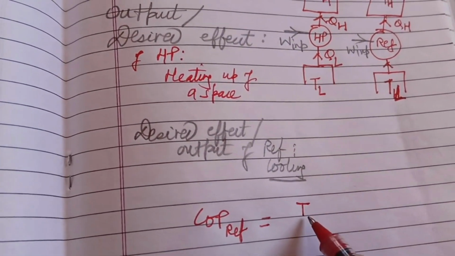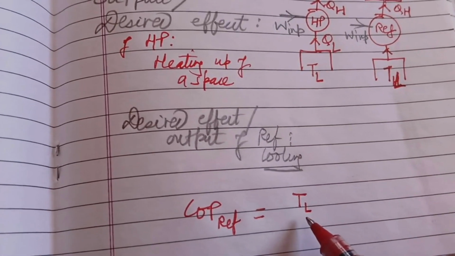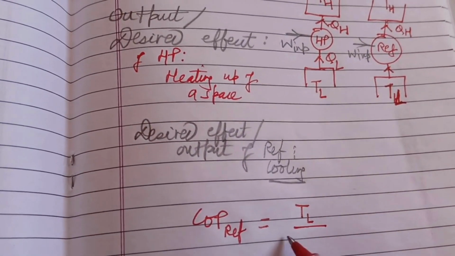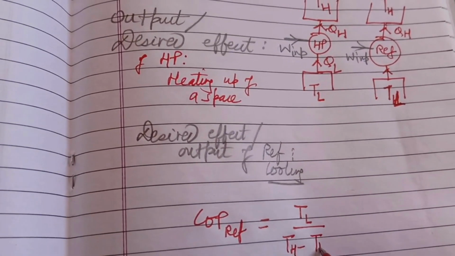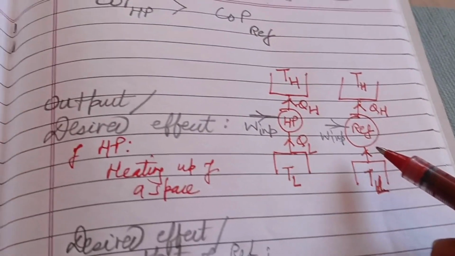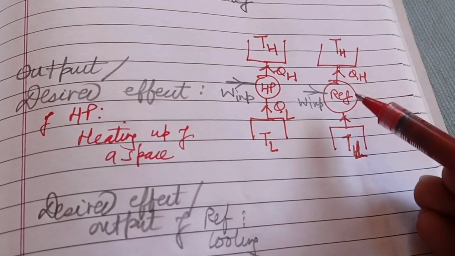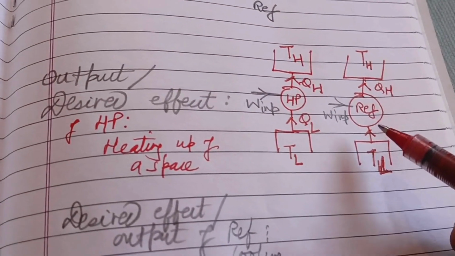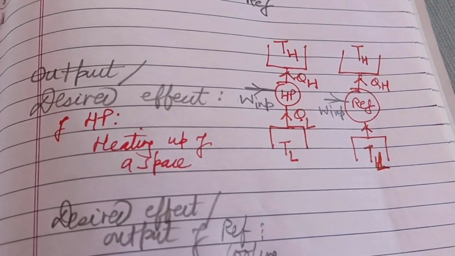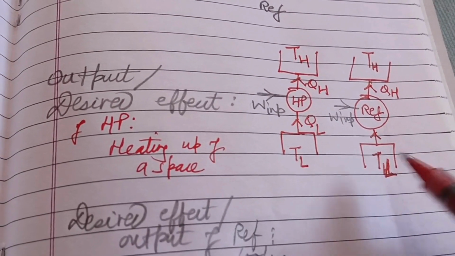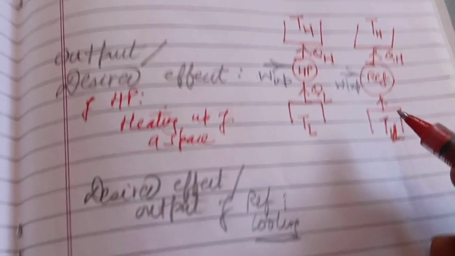In the numerator comes TL, that is nothing but the temperature of the space maintained at lower temperature, upon TH minus TL. What is the refrigerator doing? First it is absorbing heat from a space, and then it is rejecting heat out of the system, and thereby it maintains this space at a lower temperature. That is what is seen in a refrigerator.